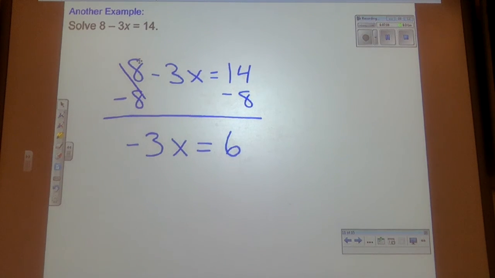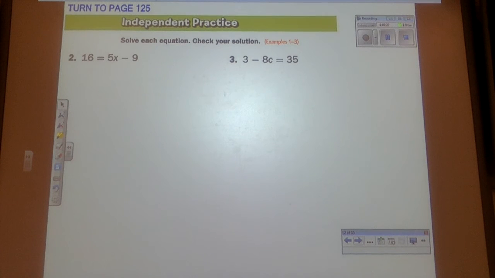And now, what do we do? We divide out our -3 from each side. 6 divided by -3 gets us what? And we get a -2. That's your final answer. If you want to check it, plug it in for where x is.